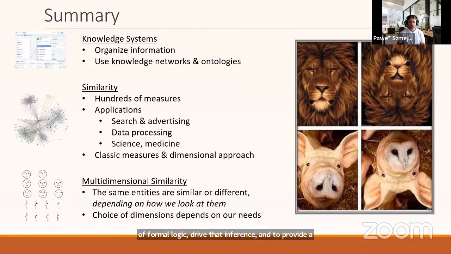The problem of similarity is applied in many different areas because many different problems may be reduced to the problem of calculating similarity. We have applications in search and advertising, in data processing, in science and medicine as well, in discovery of new knowledge. And we have hundreds of classic measures. In contrast with that, we have the multidimensional approach, where we propose that entities aren't just similar or different. They can be both at the same time, depending on how we look at it.